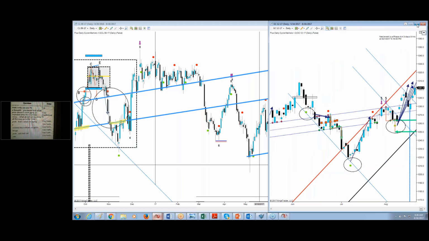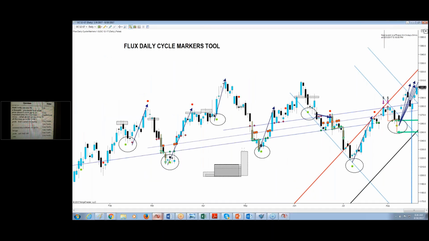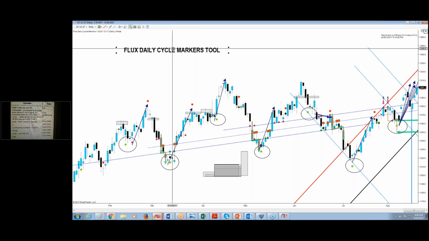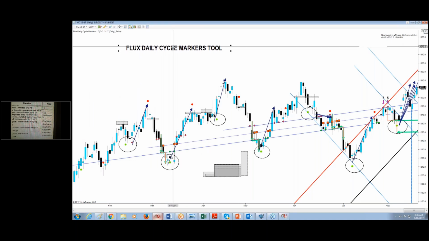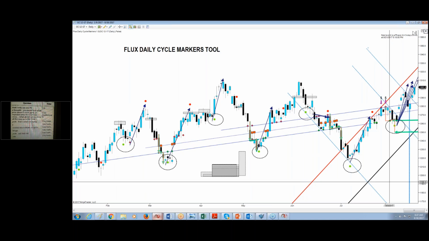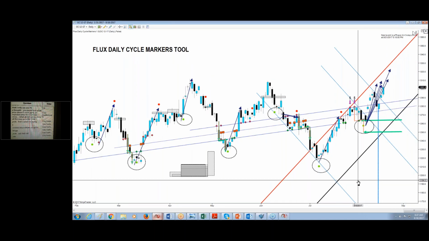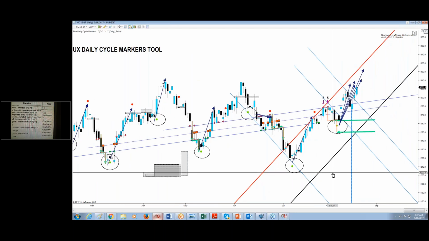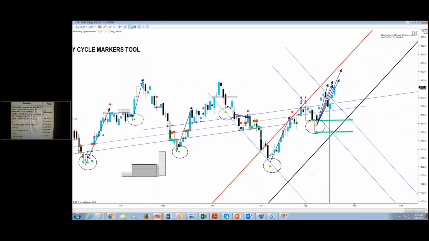How many of you remember the webinar where we did the analysis for gold using the Flux Daily Cycle Markers tool? Carrie, what did we say was going to happen in gold? Well, there's a bunch of arrows here. What did they imply? The bunch of arrows seem to imply that we were going to move higher.